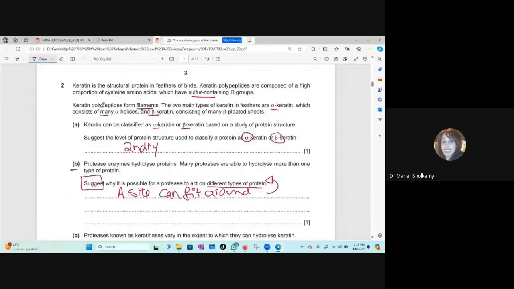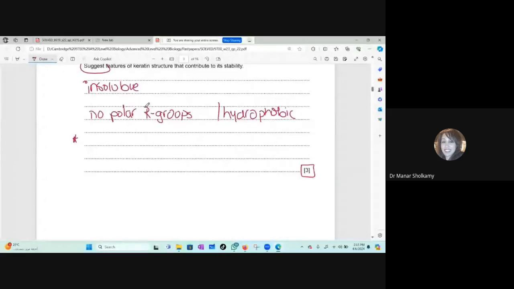They said that these keratin polypeptides form filaments. So they had a primary structure and a secondary structure, which is the alpha helix and the beta keratin, and then they join to form filaments. So they will form a tertiary or even a quaternary structure. So they contain all the types of bonds that we studied, which are what?